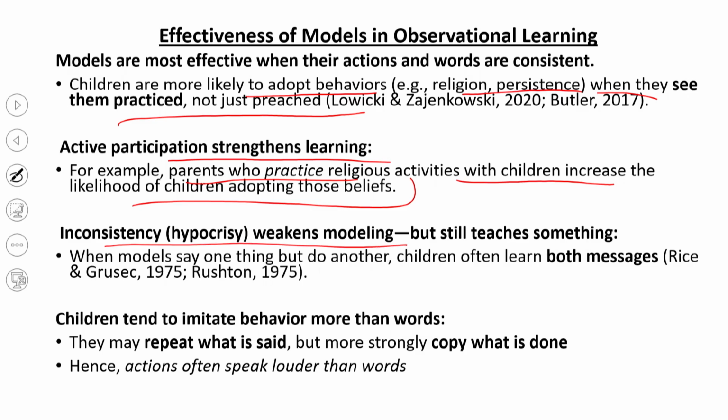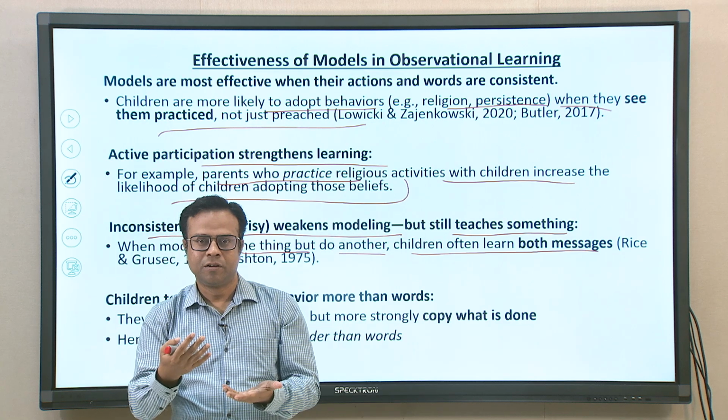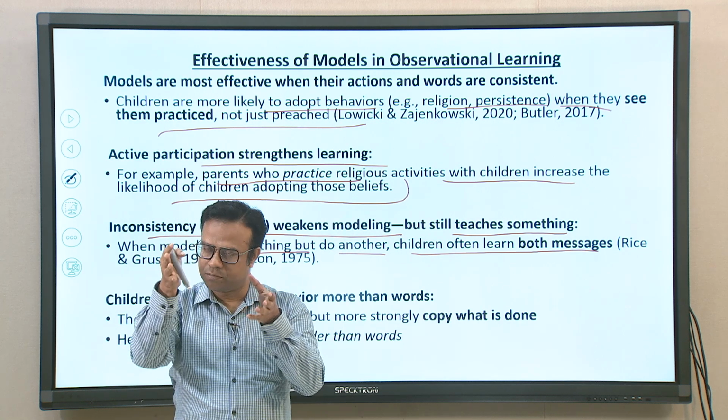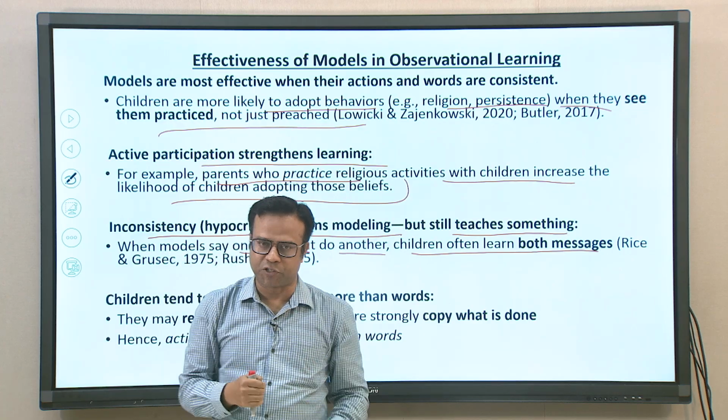Inconsistency weakens models, but still teaches something. When models say one thing but do another, children often learn both messages. So, there are people who say something, do something else, inconsistency. So, children also get the message that this is also acceptable. So, they will learn this kind of inconsistent behavior also, that you can say something, do something else. So, still they will learn something, but it weakens the model's capacity to influence.